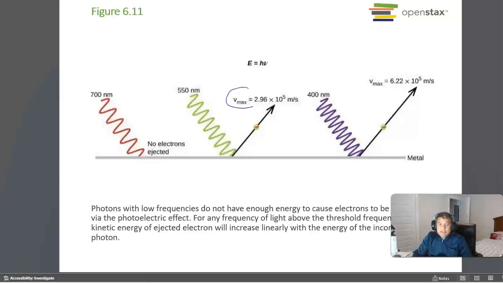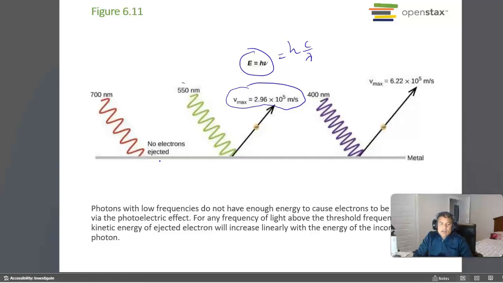And the velocity is this: Vmax, the velocity of that ejected electron, is 2.96 times 10 to the power 5 meter per second. Yes, you crossed the threshold. That's why 400 nanometer also increases, and 200 nanometer also will increase. And you see that 500 nanometer: the energy equals h nu, and h nu equals h c by lambda, right?